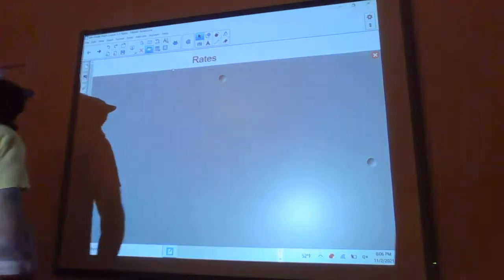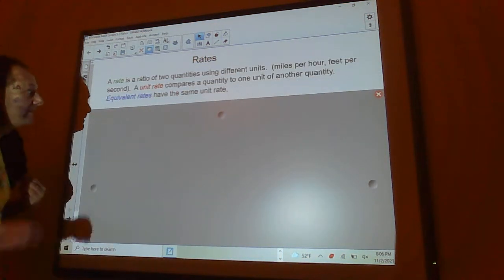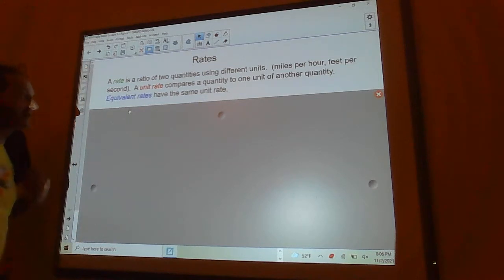Hi guys, today we're going to talk about rates. So, we're all about rates today. What's a rate? A rate is a ratio, so it's a fraction, of two quantities using different units. So like miles per hour. Okay, you got miles in the numerator and hours in the denominator. You got feet per second would be another example. You got feet in the numerator and seconds in the denominator. So whatever's in front of the word per goes in the numerator, and whatever's after goes in the denominator.